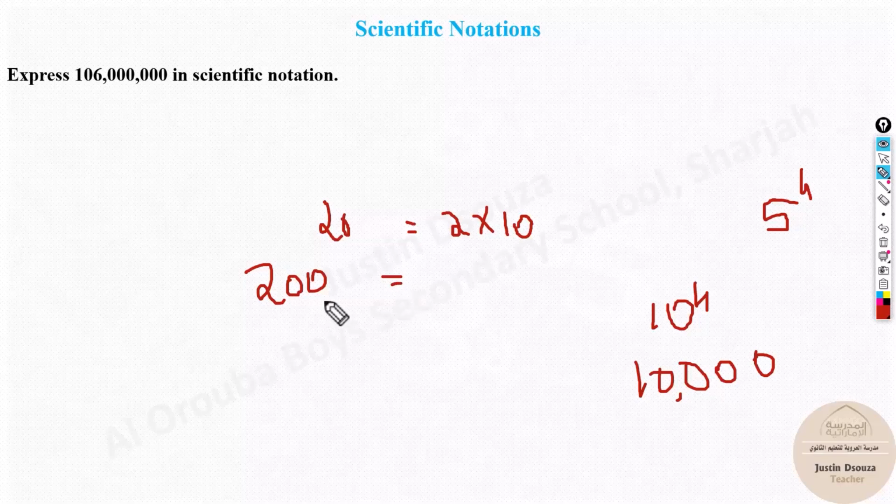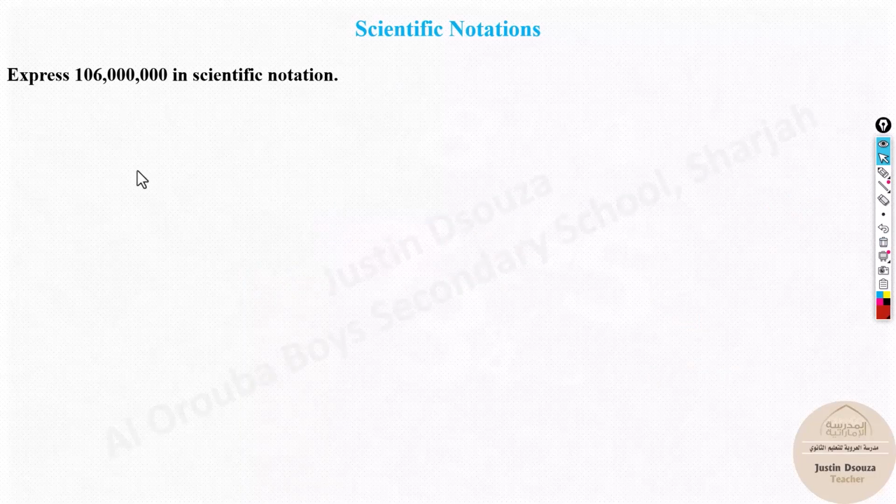So instead of writing 200, we can write 2 into 10 to the power, how many zeros? 2. So 10 to the power 2 is 100, times 2, it's 200. This is a simpler way to write. But we have to follow a certain set of rules. Now let's see what that is. Express 106 million in scientific notation. Okay, what do we do now?